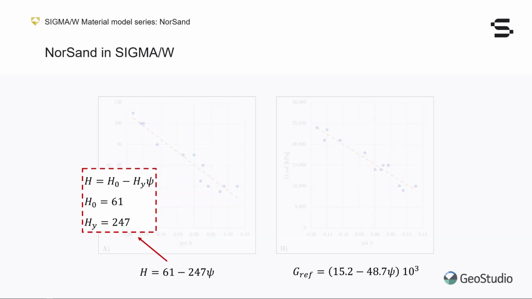Specifically for the plastic hardening modulus H, the two parameters of the linear regression curve can be used directly in SigmaW as input values that will directly take into account the initial state of the soil. The next version of SigmaW, to be released during the spring of 2021, will also feature similar state-dependent capabilities for the elastic shear modulus.